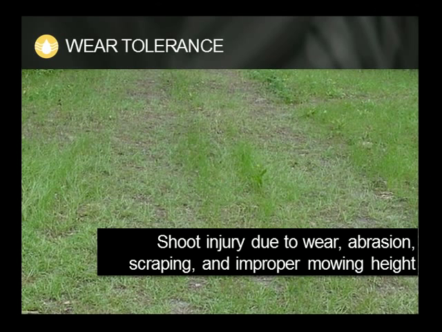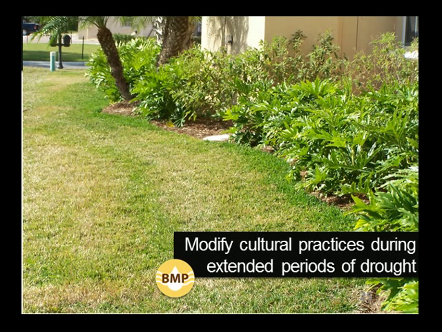Wear tolerance recovery varies based on the capacity of the grass to tolerate traffic injury, the growth rate of the turf, which determines how long it will take the grass to recover from the injury, and the severity of the injury. Examples of wear injury may be abrasions, scrapings, and improper mowing heights.